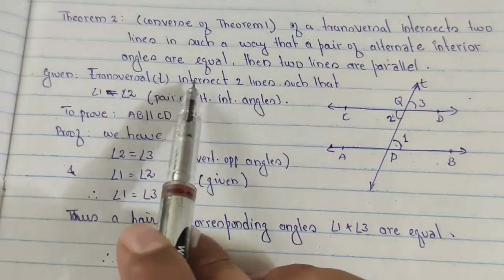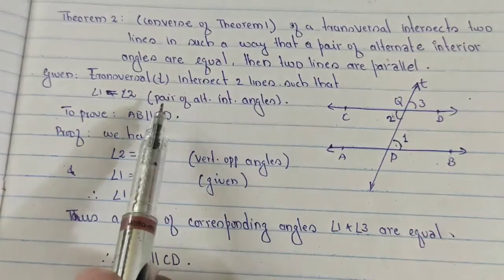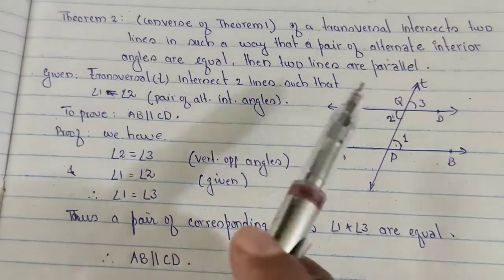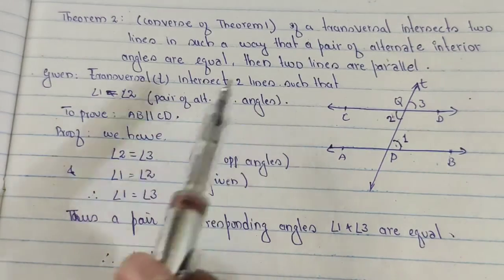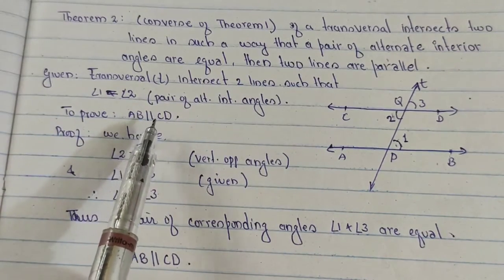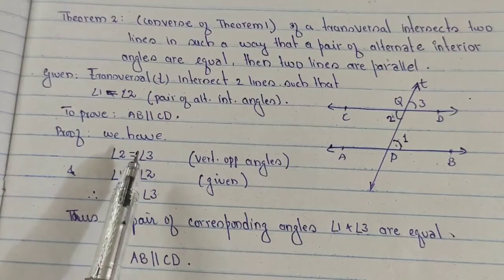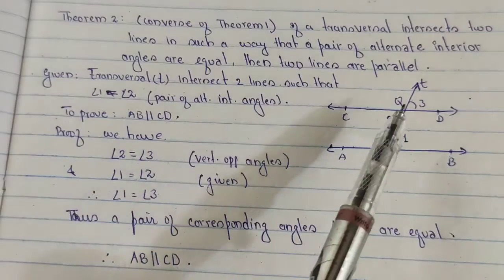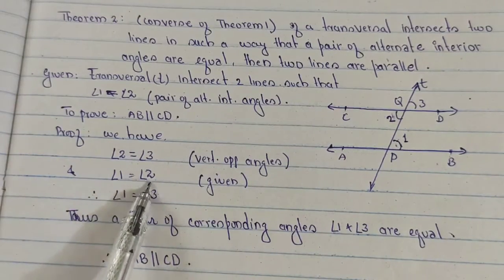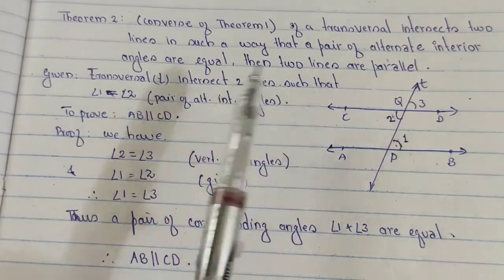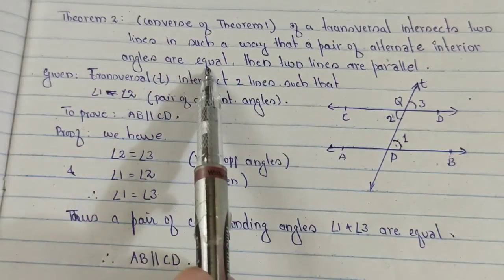Given transversal T intersects two lines, AB and CD, in such a way that angle 1 and angle 2 are equal, a pair of alternate interior angles. You need to prove AB is parallel to CD. We have in the proof angle 2 is equal to angle 3, vertically opposite angles. But angle 1 is equal to angle 2, which is given here. Alternate interior angles are equal.